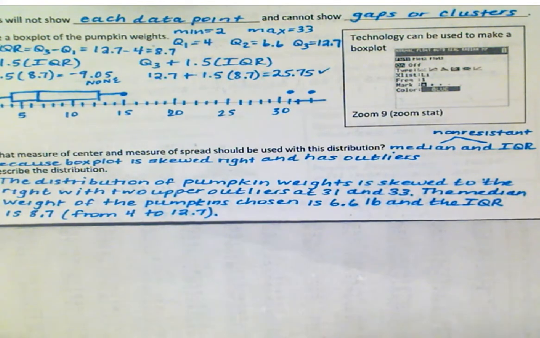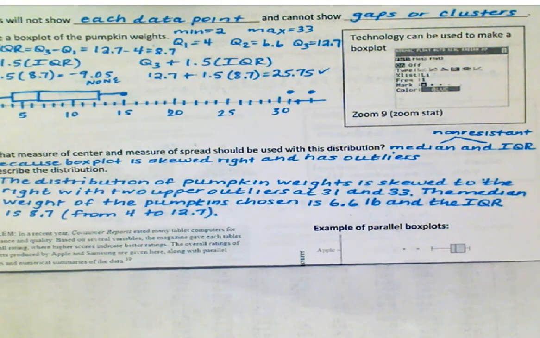The IQR is actually sort of the range of the box, and it is a number. So we just describe the distribution. Anytime it says that, you're going to remember your SOCS. Shape, outlier, center, spread.